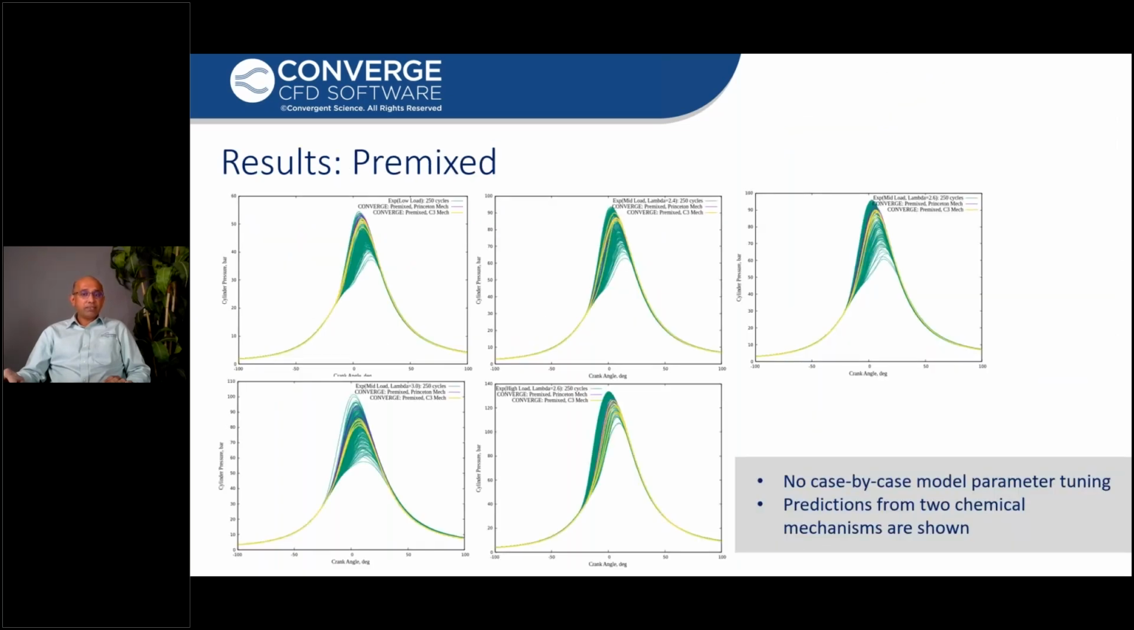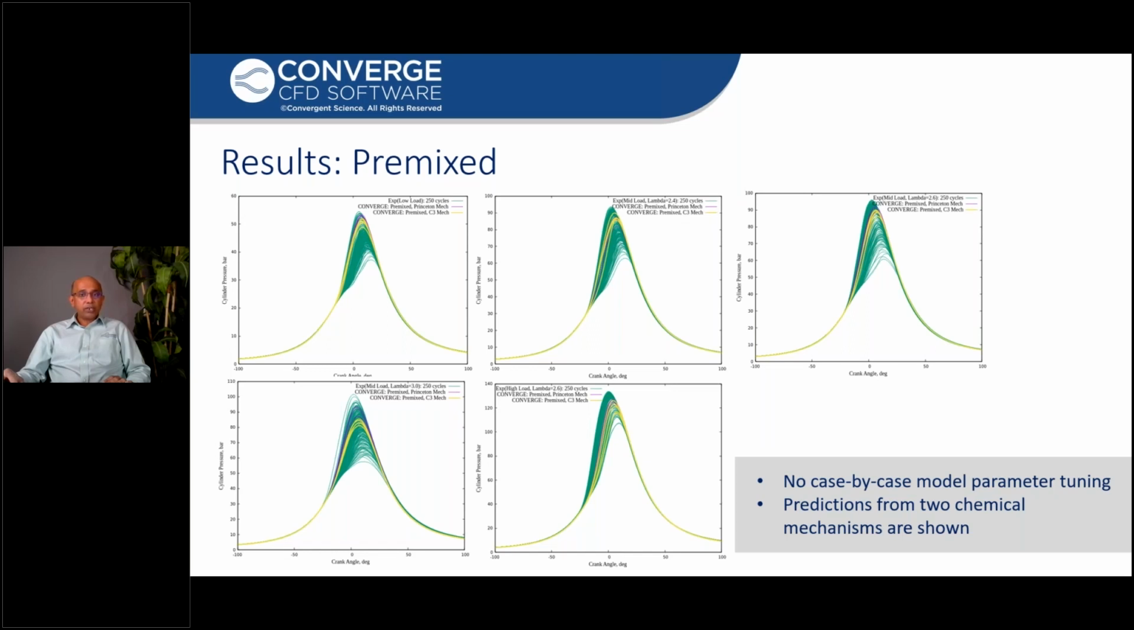Here are some of the results that we see with premixed hydrogen inflow boundary condition. The top left is the low load case, and the bottom right is the high load case. The other 3 cases are mid load cases with different equivalence ratios.